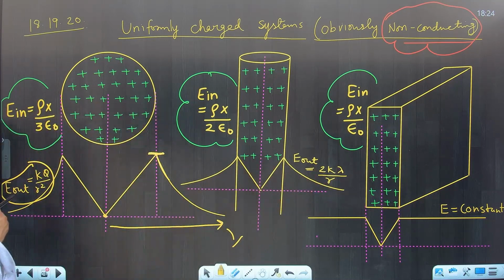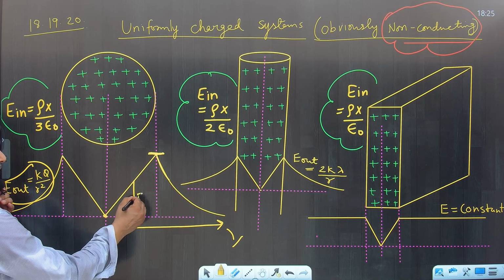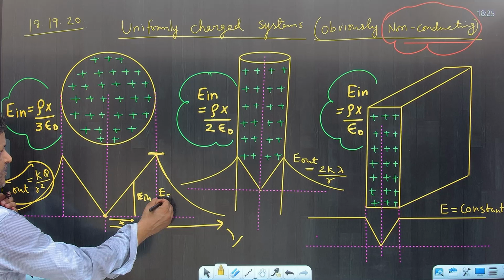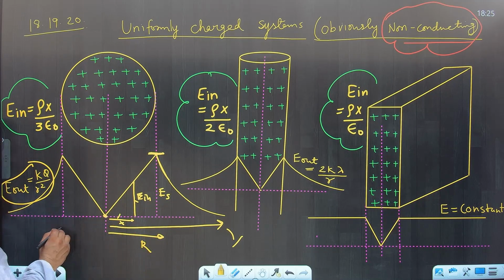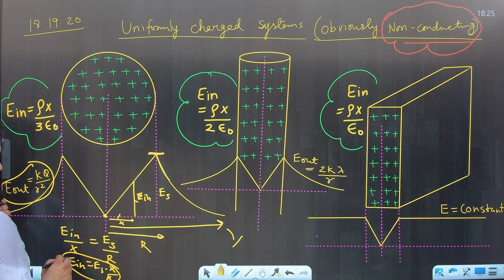And you can use similar triangles here to get the electric field. E inside is here and x is here. Here is E surface and R is here. So E in by x is equal to E surface by R. So E in is equal to E surface into x by R. This is very important.